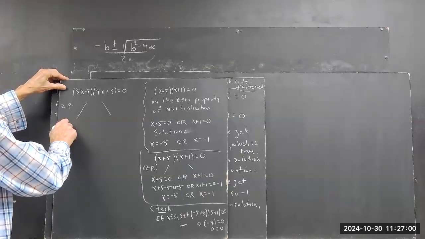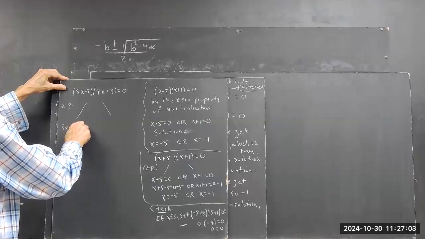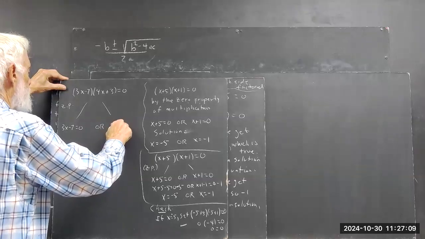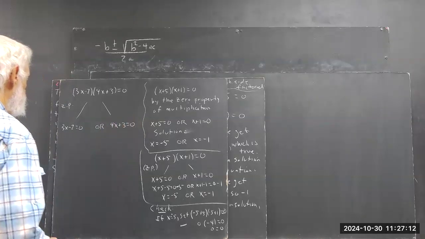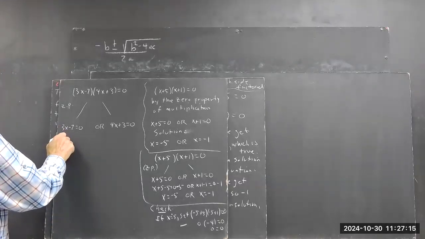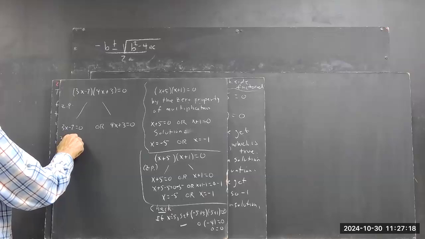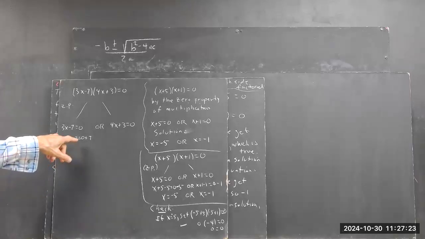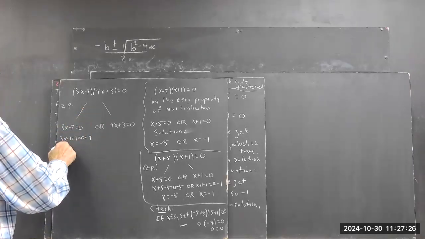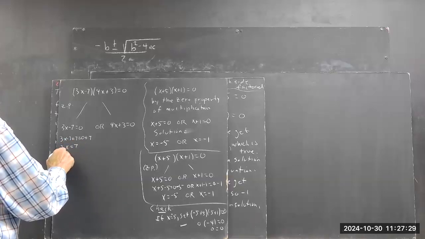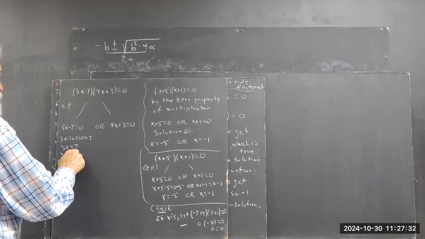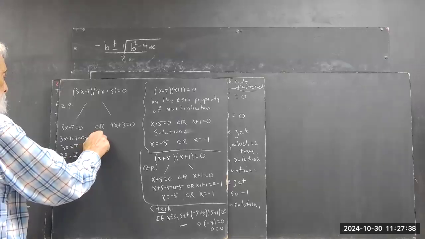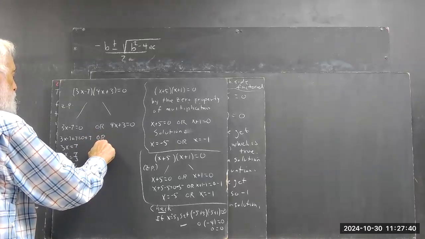Okay, so we have 3x minus 7 equals 0, or 4x plus 3 equals 0. Okay, we'll solve this equation. Three x minus 7, we add 7 to both sides. We get 3x equals 7. 3x over 3 equals 7 over 3. So x equals 7 over 3.